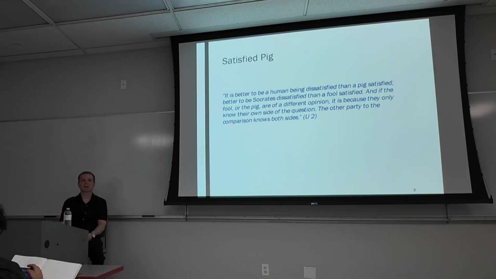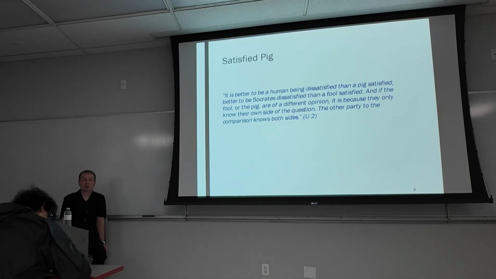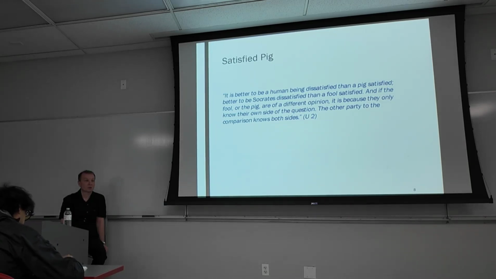And this is another quote to explain it a little bit better. "It is better to be a human being dissatisfied than a pig satisfied. Better to be Socrates dissatisfied than a fool satisfied. And if the fool or the pig are of a different opinion, it is because they only know their own side of the question. The other party to the comparison knows both sides." So what is he trying to say here? Many people simply do not experience this higher level of pleasures, so they take the position of sour grapes.